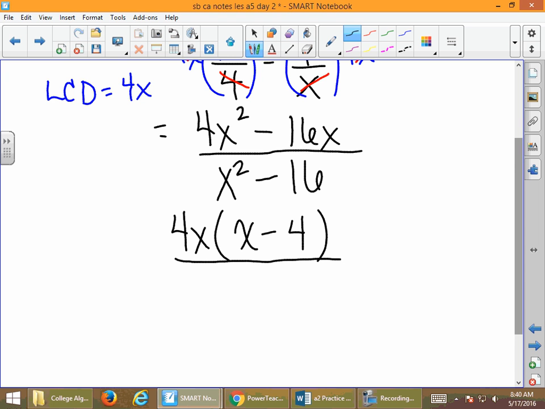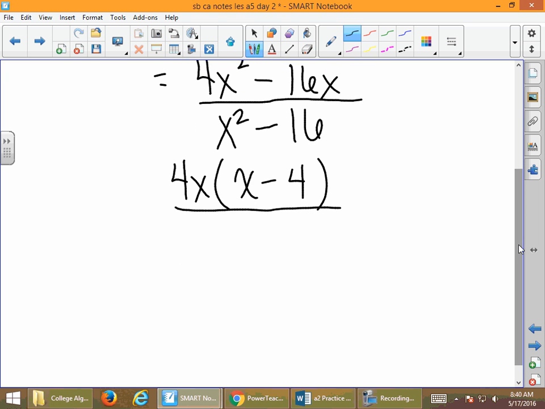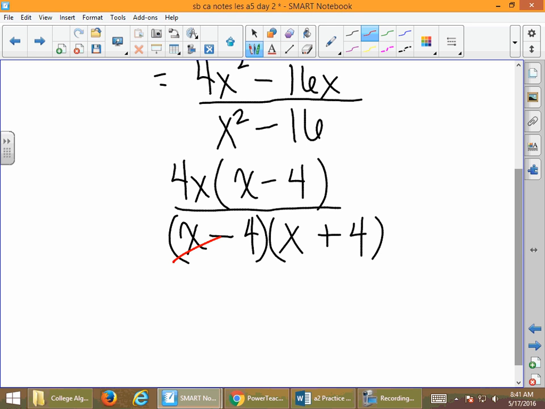Down here in the denominator, it's the difference between two perfect squares. X squared is x times x. 16 is 4 times 4. Difference between two squares, different signs. And then to finish, we ask ourselves, do we have anything exactly the same in the top and in the bottom? Well, x minus 4. So we're going to end up with 4x divided by x plus 4.